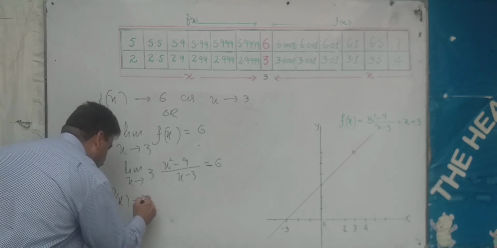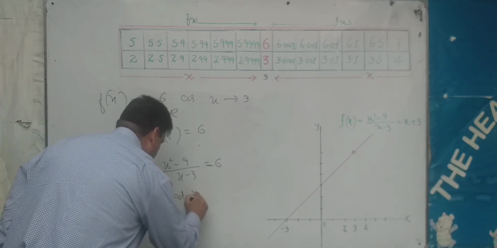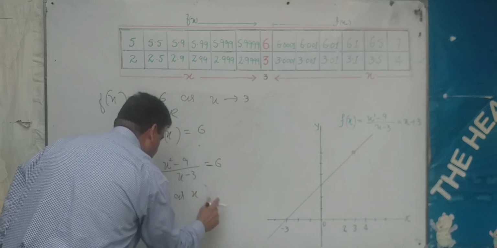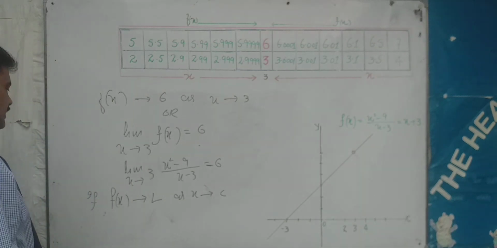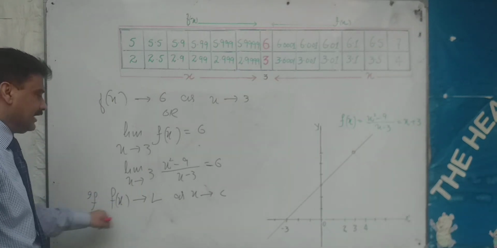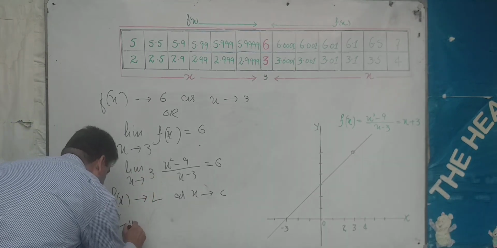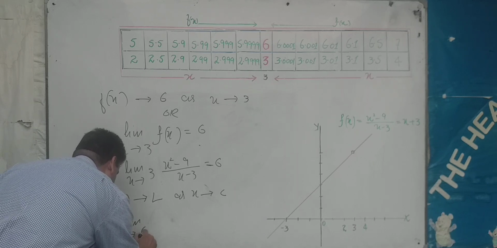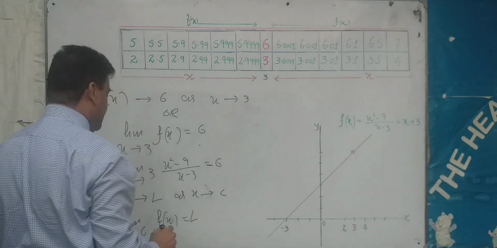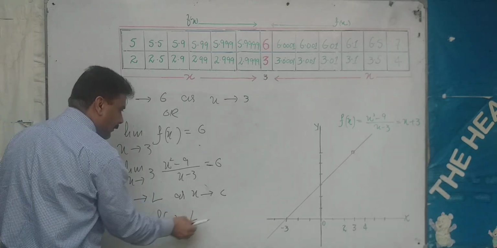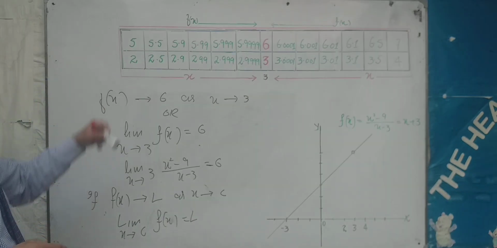In general, if f of x approaches L as x approaches C, we say that L is the limiting value of the function as x approaches C, and we can write it as limit as x approaches C of f of x equal to L. We write L is the limiting value of f of x when x approaches C. This is the simple concept of limit.